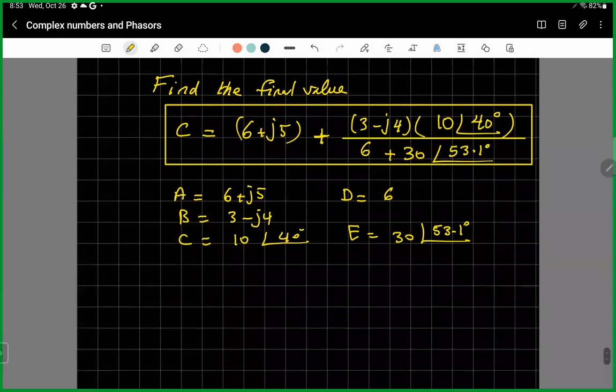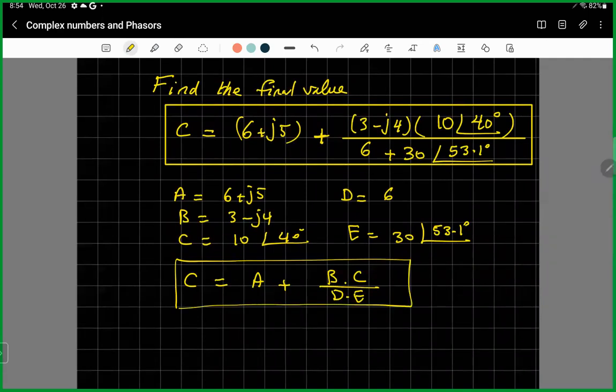So what you are saying is right. You want to go to the bottom to add 6 to 30. I want to add D to E, right? So let me write the expression. C is equal to A plus B times C over D times E. That's the expression, so we can have the same language. So what you're saying, you want to multiply D times E. I'm sorry, that's addition.